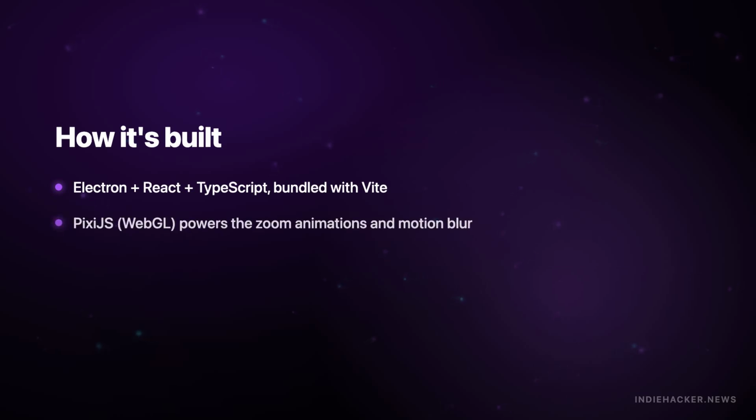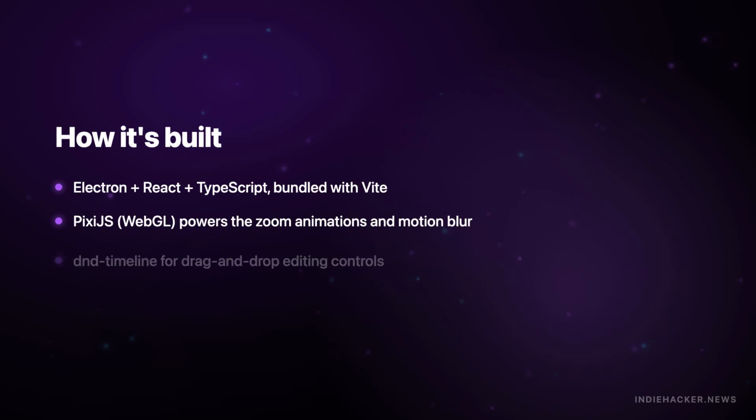Under the hood, the whole thing is built on Electron with React and TypeScript, bundled through Vite for fast dev iteration. The rendering engine is PixiJS, which is the same WebGL library that powers a lot of browser-based games, and that's what makes the zoom animations and motion blur feel fluid instead of choppy. The timeline is built on dnd-timeline, a drag-and-drop React library, which handles all the zoom marker placement and speed segment controls.